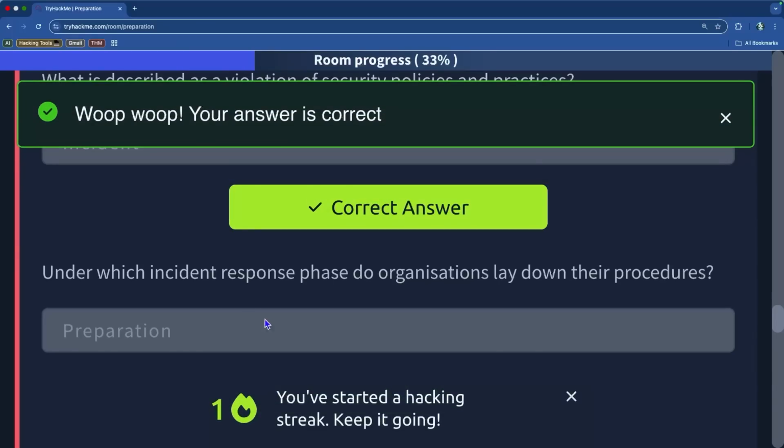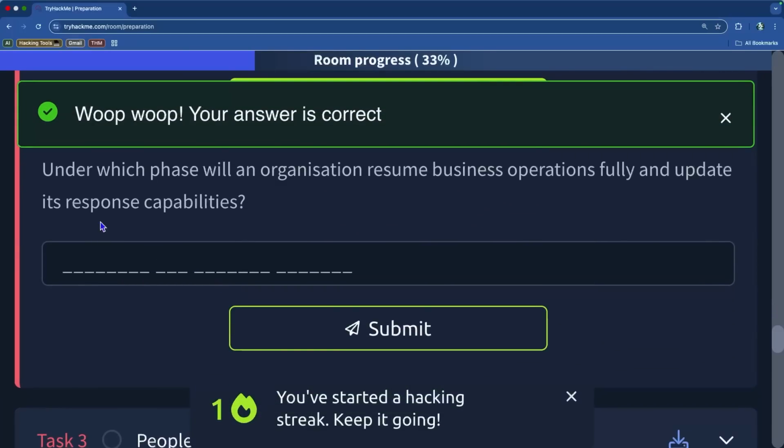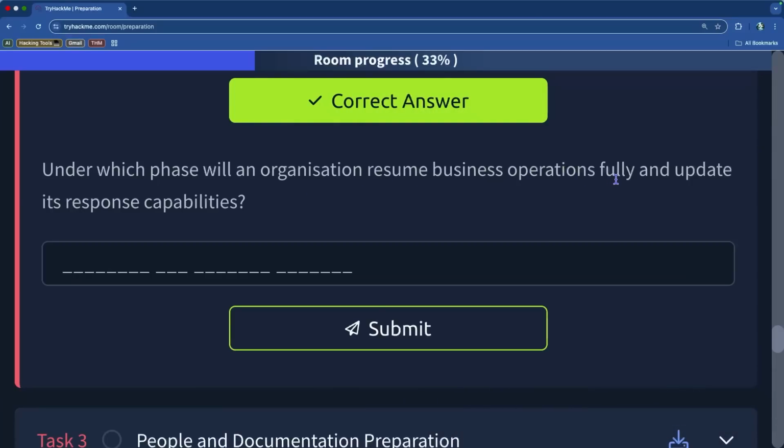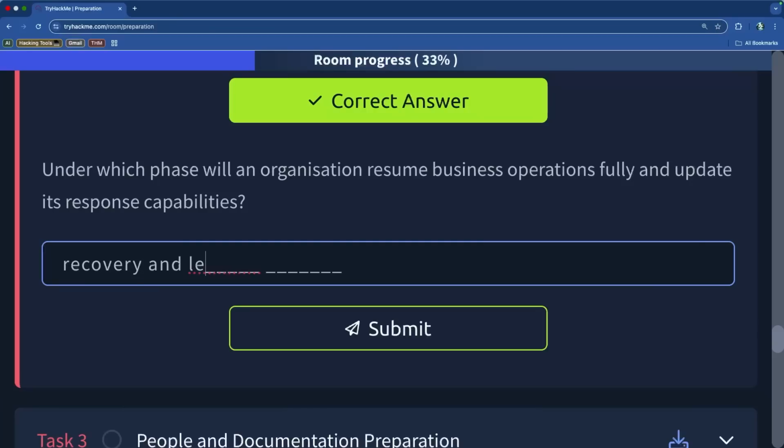All right, here we go. Moving on to, actually one more question. Under which phase will an organization resume business operations fully updated? So that would be recovery and lessons learned.